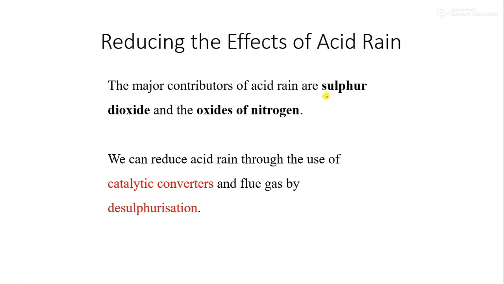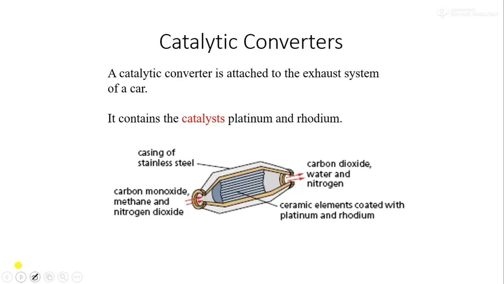The major contributors are sulfur dioxide and nitrogen oxides. So we can reduce acid rain through the use of catalytic converters and desulphurization. A catalytic converter is a type of converter which has to be used in our cars, which converts carbon monoxide and nitrogen dioxide with methane into suitable gases like carbon dioxide, water and nitrogen. It is made up of ceramic, and platinum or rhodium can be used as a catalyst in it. It has a stainless steel casing.